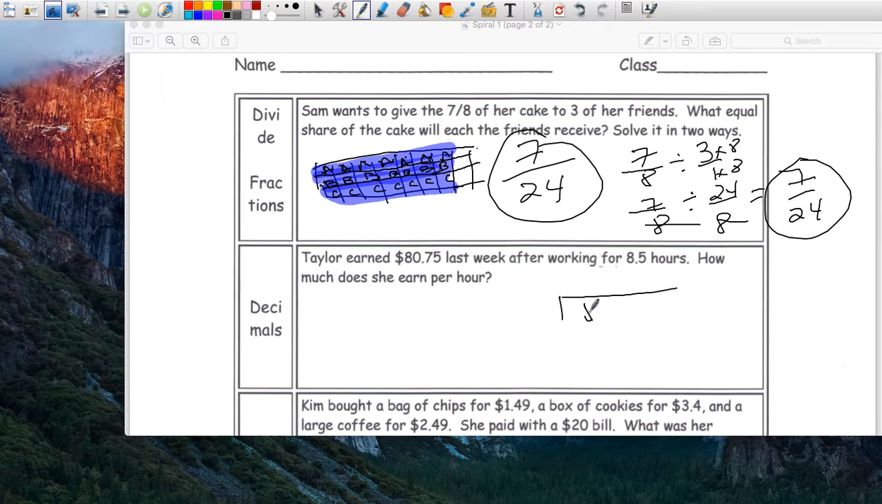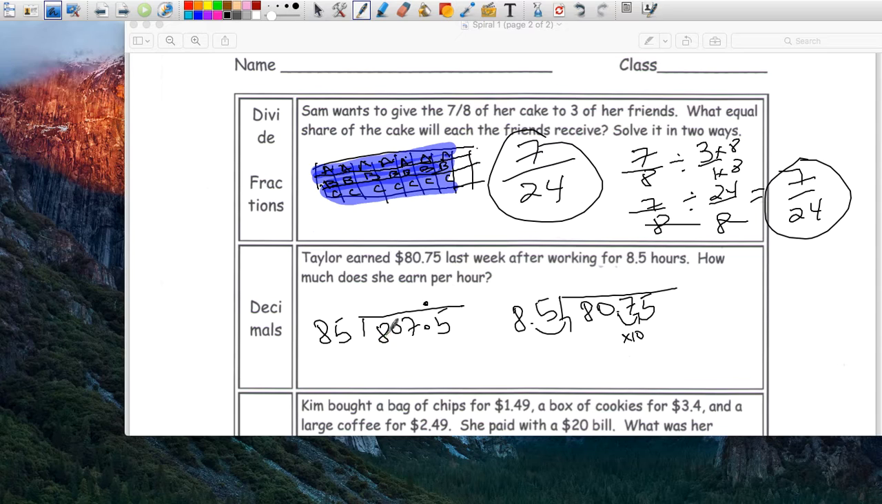Division problem. 80.75, I'm going to divide it by the number of hours she worked, 8.5. I'm going to move this over, becomes 85. I moved it once, or times 10, and I'm going to move it over here, or times 10 again. The same thing. And that allows me to make that into 807.5. So our new problem ends up being this. Let's move the decimal up top.